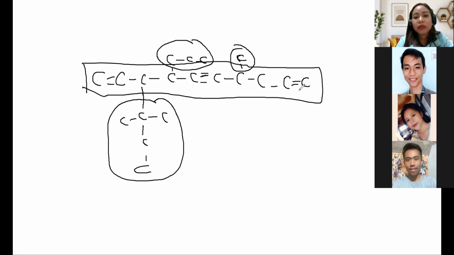How about the nearest end to the double bond? There is a double bond here, on the first carbon, and here too, on the first carbon. So we cannot rely on the triple bond or the double bond. Then, we go to our attachments. So, 1, 2, 3 attachments, 1, 2, 3, 4.